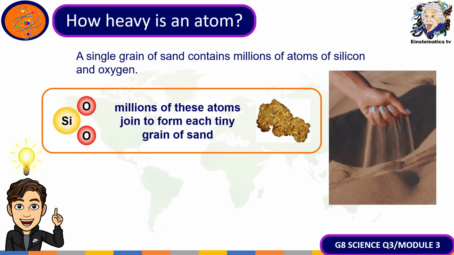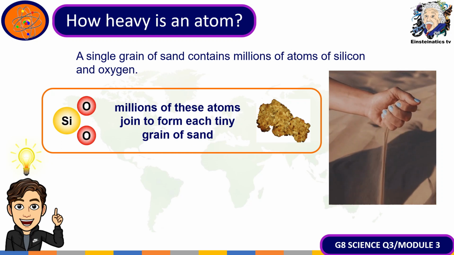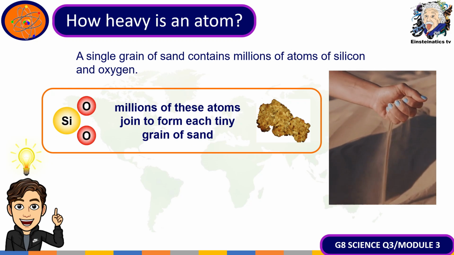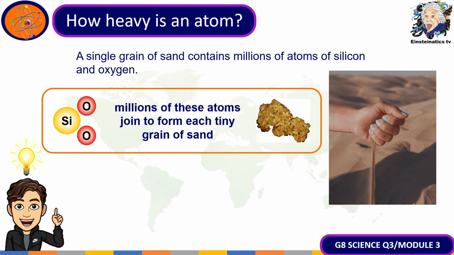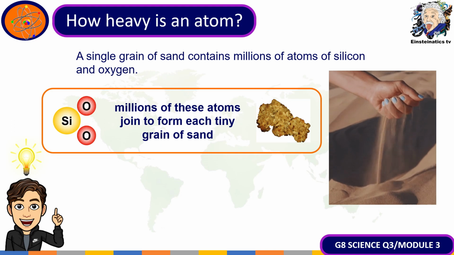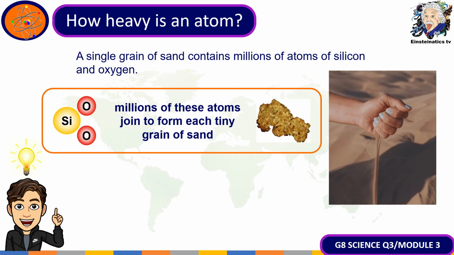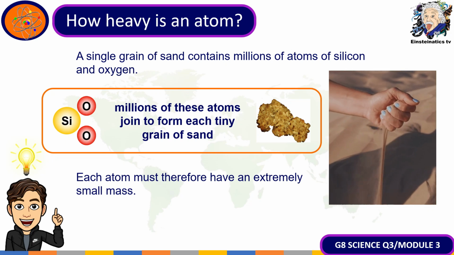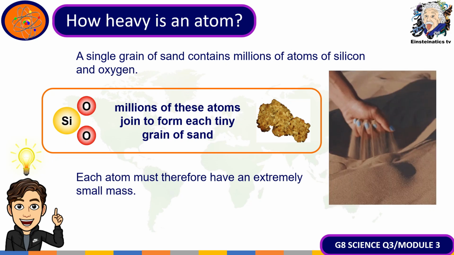Now, if you are wondering how heavy or kung gaano ba kabigat ang isang atom, just imagine that a single grain of sand or buhangin contains millions of atoms of silicon and oxygen. So that means na atoms have extremely small mass.